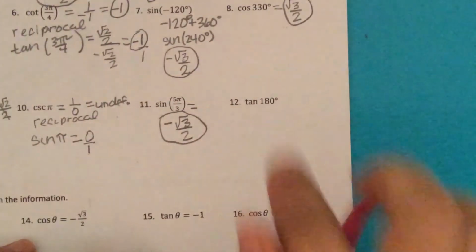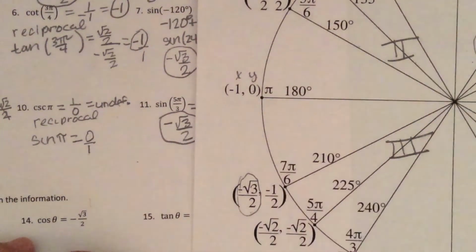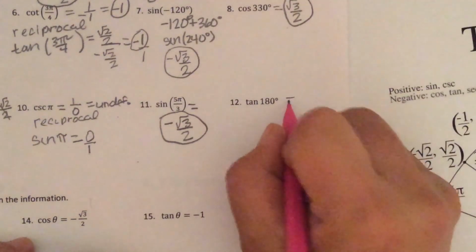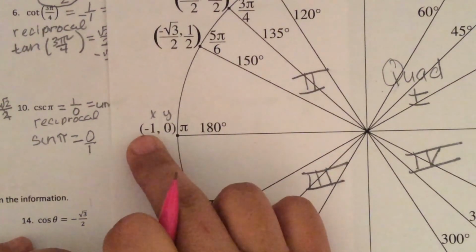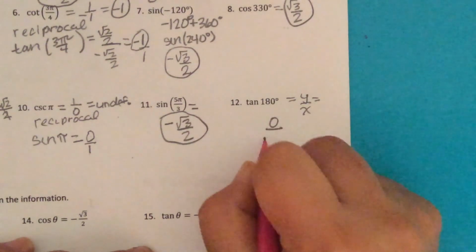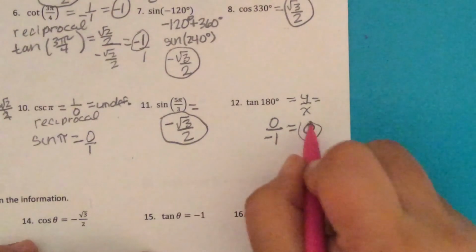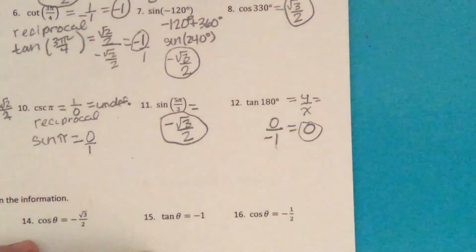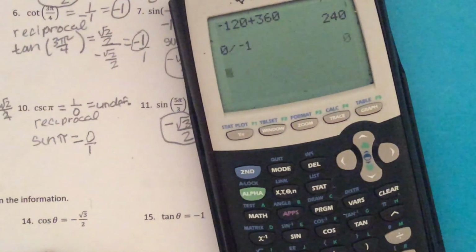Okay, the tangent of 180. So here's 180. The tangent is the y over the x. So the y value is 0, and the x value is negative 1. So that's going to be 0 over negative 1, which is 0. This is simplified right there. You're going to get it wrong if you don't do that. So don't be lazy. Go 0 divided by negative 1 if you don't know how to divide that.